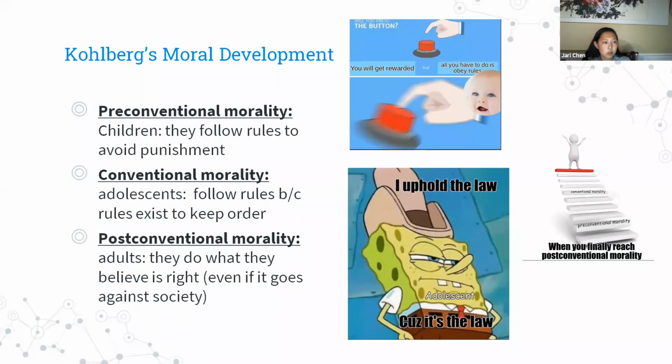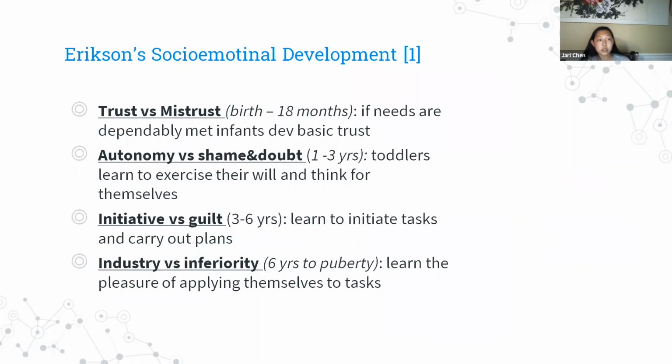Then there's Kohlberg's moral development. This is not as iconic as Piaget's. There are some memes we were forced to make in this class a year ago. Then there's Erikson, who has the socio-emotional theory. He basically organized it as something versus something else. So basically, you have to pass each stage to get to the next stage, and if you don't, then you have problems or something.